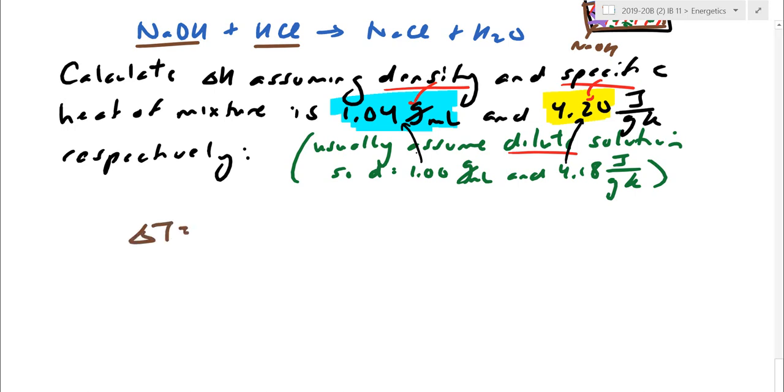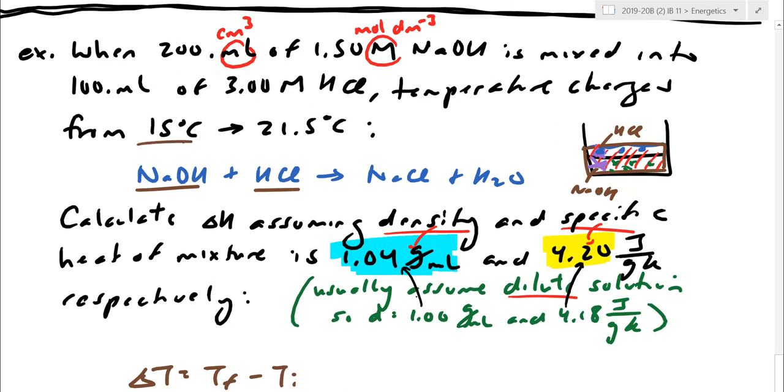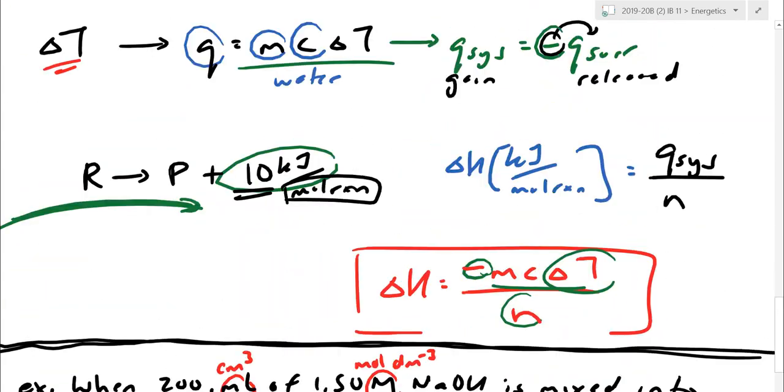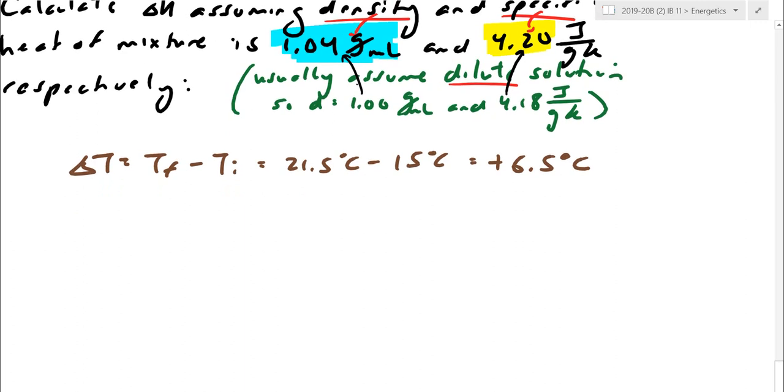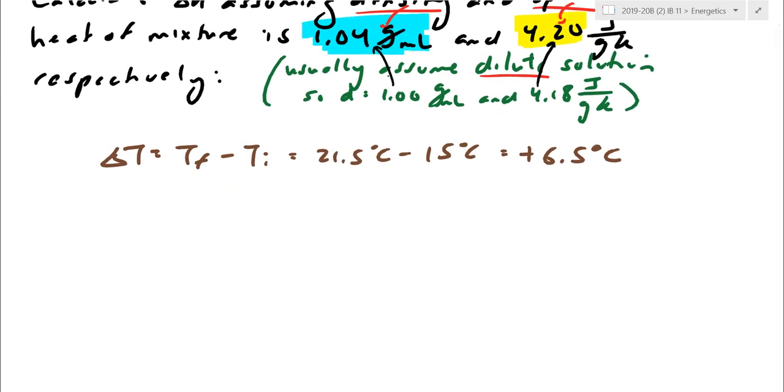Start off with delta T. Start off with what the thermometer says. Delta T, if you've forgotten, is going to be final minus initial. This time I went from 15 degrees. I'm assuming that's initial. I'm assuming they did all that extrapolating and they got the final temperature to be 21.5. All I'm going to do is final temperature minus initial temperature. Technically, this should be Kelvin, but because this is delta T, we know we've gained 6.5 degrees Celsius.